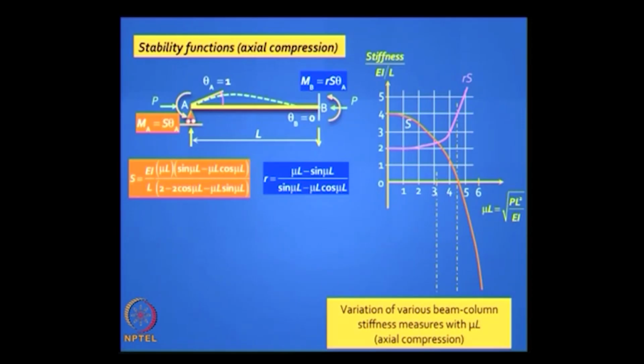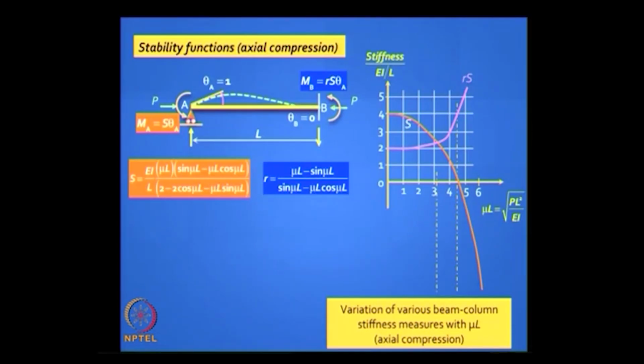this is how those parameters S and R vary. You can see that S starts with a value of 4 EI by L and it can drop down to 0 when you have a high value of mu L. Mu L is the measure of the load P normalized with respect to L squared by EI. So you have those equations for R and S. If you have any given value of mu L, just plug that value into those expressions, you get ready made exact solutions for R and S.